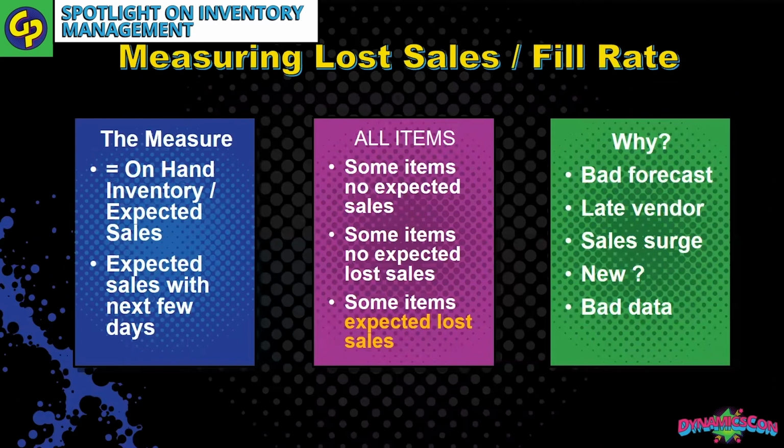Every one of these is an example where we can find not only how we can fix the lost sale for the items we're seeing today, but we want to find the common causes so that we can change something in our process so that many, many items in the future are not in this position where we have expected lost sales. So it's a great opportunity to make the process better.